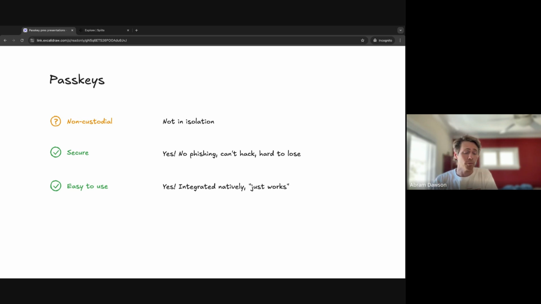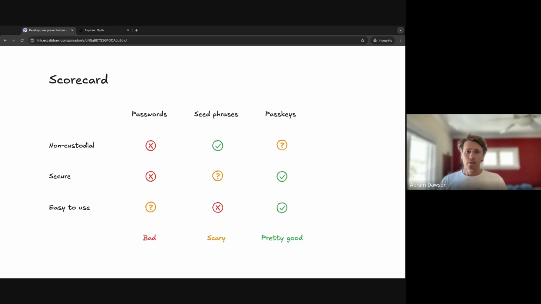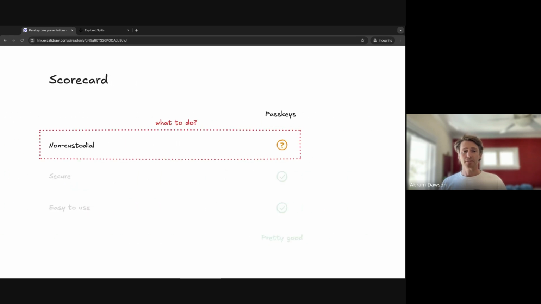And yes, for the most part, they're really, really easy to use because all of the big four are integrating them natively into their platforms and into their operating systems. Scorecard: passwords are not great. Seed phrases are a little better. Passkeys on the whole are pretty good, but this piece is really important to us, right? We don't want to compromise on this. And so what do we do about this?